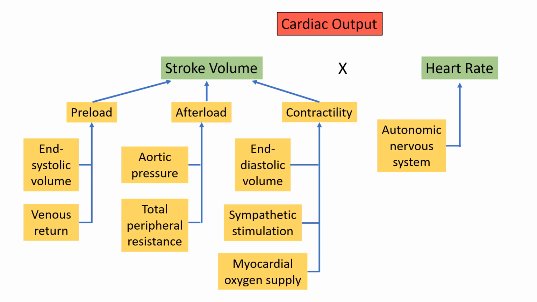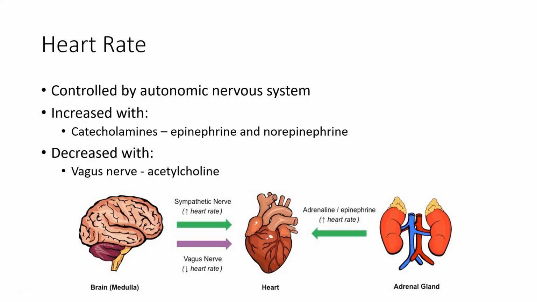So we've looked at stroke volume, and now let's look at heart rate. And heart rate is solely determined by the autonomic nervous system. And so with heart rate, you can only increase it or decrease it. And so our catecholamines, epinephrine and norepinephrine, are going to increase our heart rate, make our heart beat faster. And if we want to slow our heart rate, if we want to decrease that heart rate, the vagus nerve will release acetylcholine to decrease that heart rate.